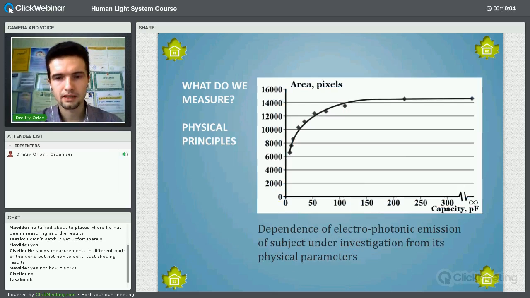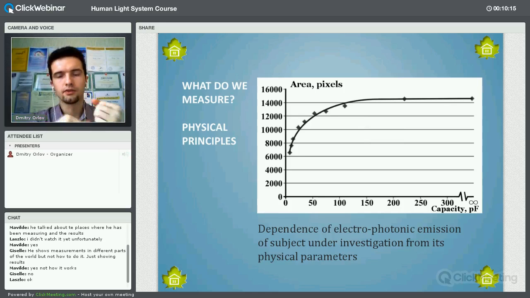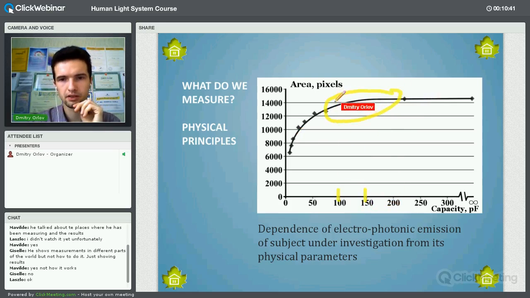So we made experiments showing that the area of this glow, here it is in pixels, depends on the capacity of the external circuit that I showed you. So you see this dependence, the curve. So it means that when we work somewhere here, an increase in capacity of 50 picofarads will give just a very slight increase in area. So it will be hard to make such studies.